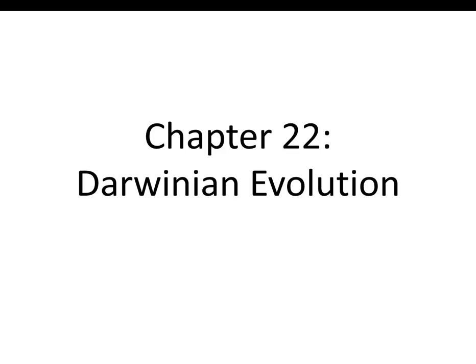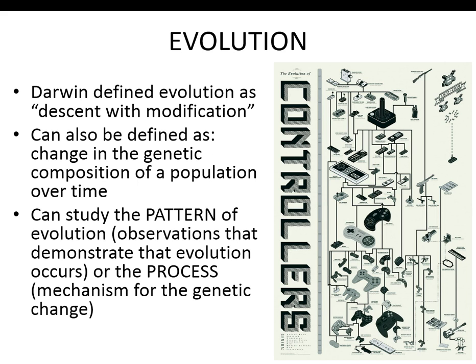This is Biology 101, Chapter 22, Darwinian Evolution. So in this chapter, we're going to begin a discussion of evolution, which Charles Darwin defined as descent with modification in his publications. We can also define evolution as the change in genetic composition of a population over time.